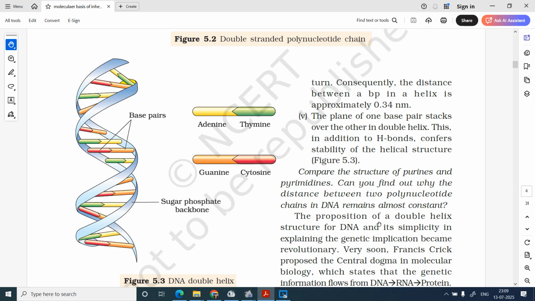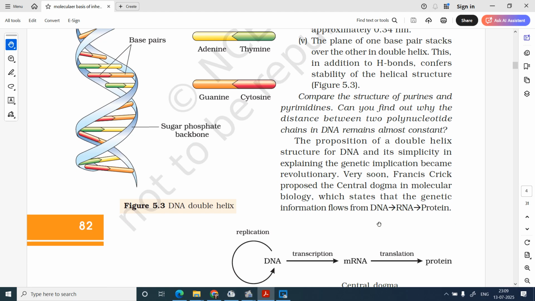Figure 5.3. Compare the structure of purines and pyrimidines. Can you find out why the distance between two polynucleotide chains in DNA remains almost constant?